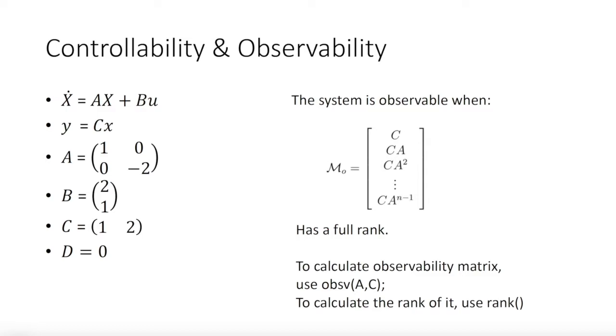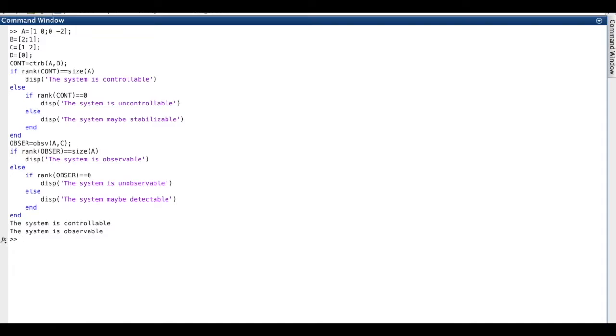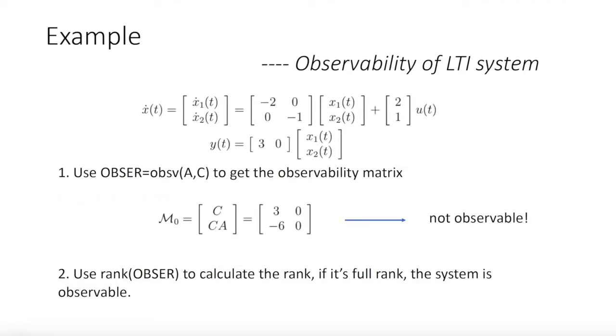If this observability matrix is full rank, then the system is observable. The corresponding MATLAB function is obsv of A and C. Here we will see the same process: the system can show us whether it's observable or not by using the function obsv of the A matrix, comma, C.